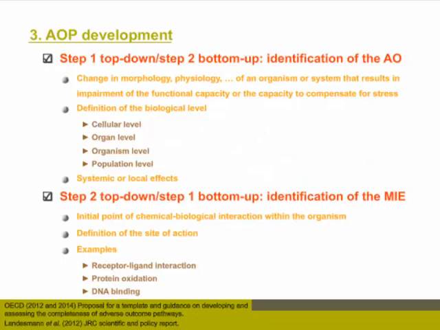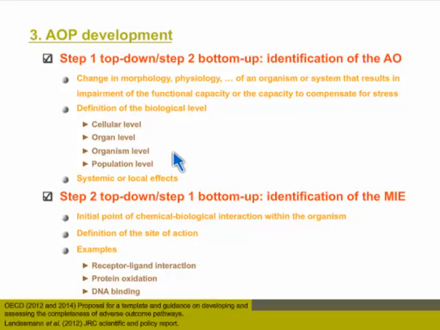So in the next three or four slides, I would like to briefly discuss how to develop an AOP. This is done according to guidance that has also been published on behalf of the OECD. There are two approaches here: you can start from each of the two anchors, which is called the top-down procedure or the bottom-up approach. The first step in the top-down procedure, or the second step in the bottom-up approach, is the identification of the AO, the adverse outcome, which is defined as a change in morphology or physiology of an organism or system that results in the impairment of functional capacity, or at least the capacity to compensate for stress. Again, complying with the definition of an AOP, this can be located at different levels of biological organization.